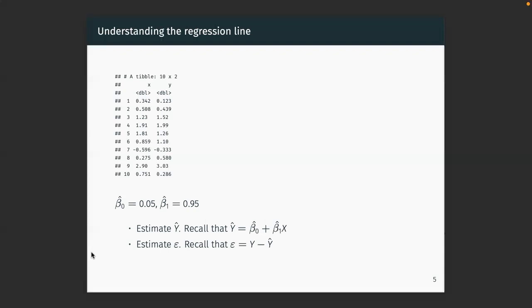So anytime anyone asks you to make a prediction from a regression equation, even though that sounds like something really complicated, it's not. Once we have our equation, all we need is our vector of x values and our betas. Once we have that, we can predict.